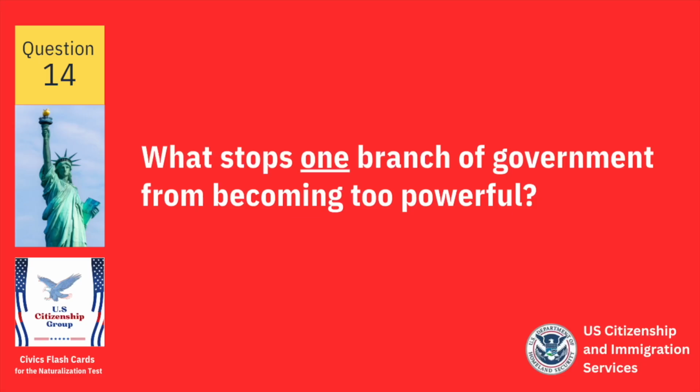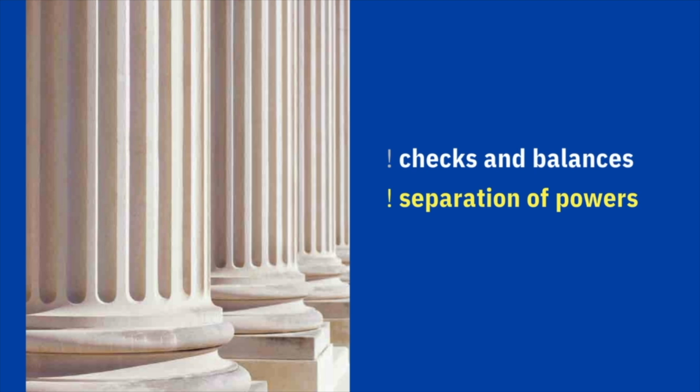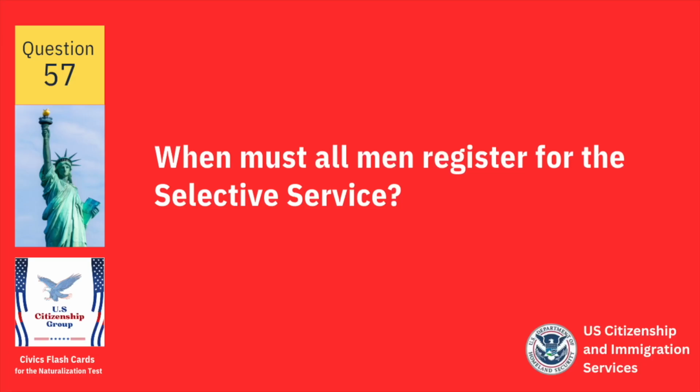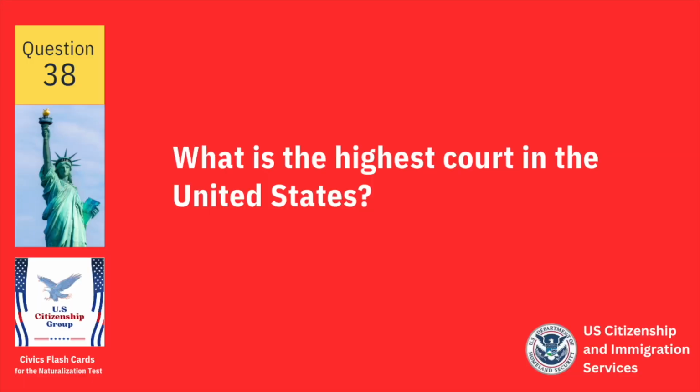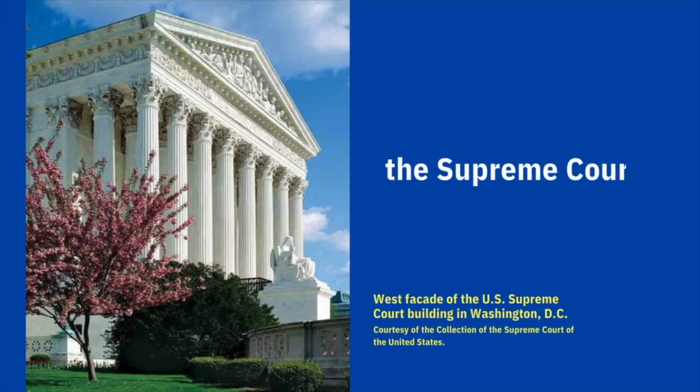What stops one branch of government from becoming too powerful? Checks and balances. When must all men register for the Selective Service? At age 18. What is the highest court in the United States? The Supreme Court.